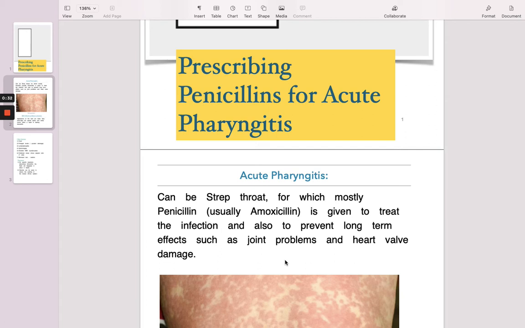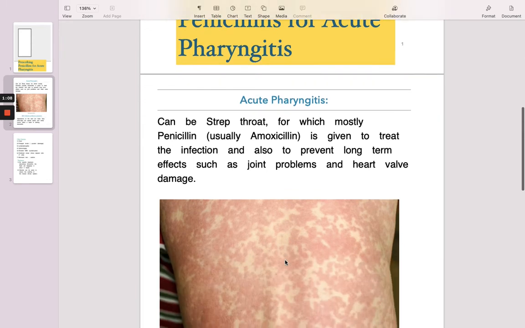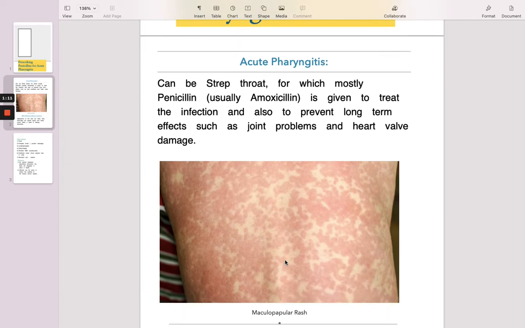And the reason why we want to treat strep throat infection is because if it is left untreated, it can lead to acute symptoms as well as chronic or long-term effects. The most devastating effects are actually the long-term effects because they can lead to joint issues like arthritis as well as heart valve damage. And this is one of the most important causes for heart valve damage, such as mitral stenosis and aortic stenosis, which requires valve replacement later on in their life.